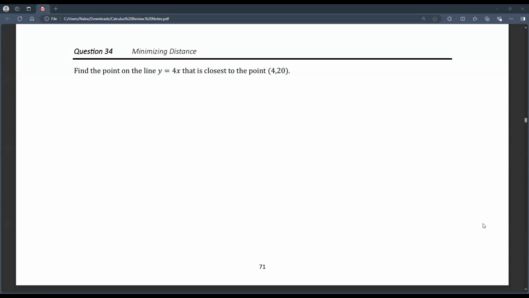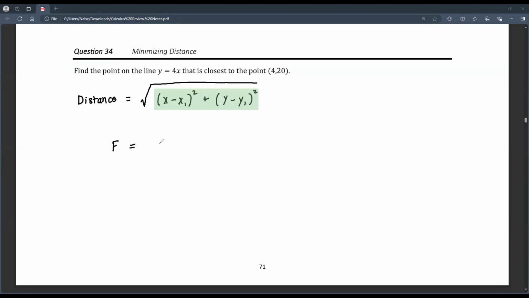Question 34 asks us to minimize a distance between a point and the line y equals 4x. To solve this problem, we need to recall the distance formula. It is also helpful to realize that, in order to minimize the distance, we would need to minimize the quantity inside the square root, which can be viewed as its own function, and one that serves as a proxy for the distance itself. In other words, we just need to locate the minimum of this inside function, which we will be able to do once we have written the function in terms of a single variable.